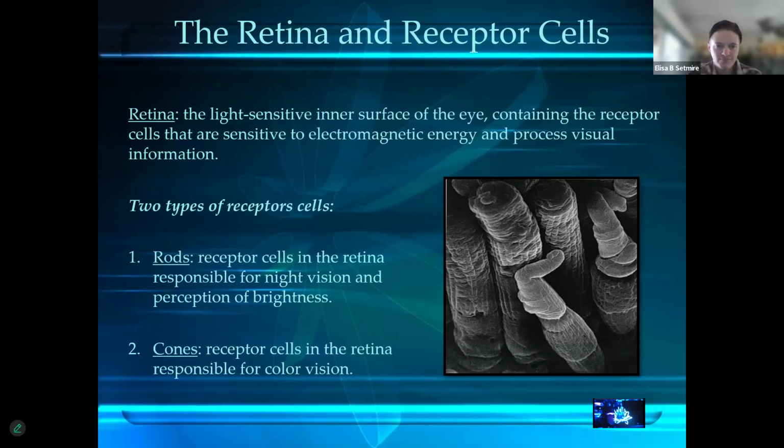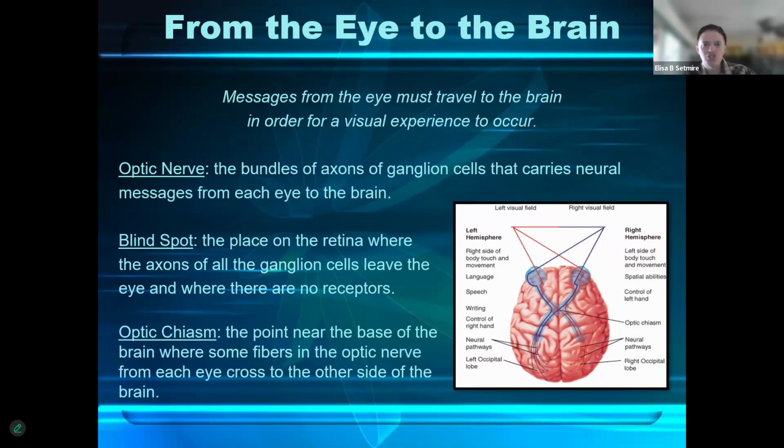So as the messages are constantly coming into our eyes, which is happening all the time, the messages from our eyes must travel to the brain in order for any kind of visual experience to occur. And in order for that to happen, they're going to be transmitted through a bundle of axons of ganglion cells carrying neural messages from each eye to the brain. And that bundle of axons is called our optic nerve. The optic nerve is what's going to help transmit that information back to the brain.